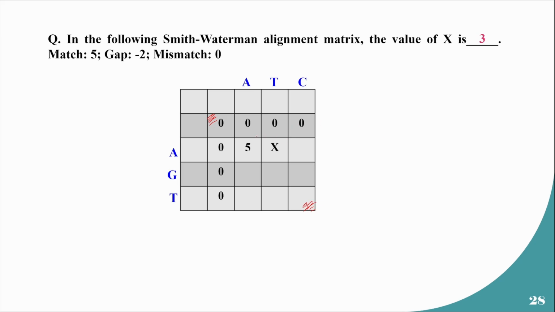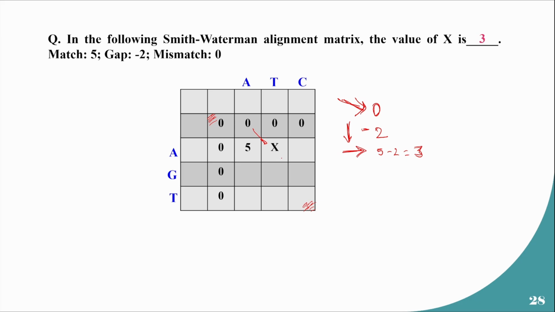In this case, if we try to calculate the value of x, from the diagonal we see a mismatch. The calculation process is the same as the Needleman-Wunsch algorithm. This is A versus T, so the score will be 0. From the vertical calculation we have 0 minus 2, which is the gap score, so that will be minus 2. From the horizontal path, it will be 5 minus 2 equals 3. So in this case, the alignment score will be 3.